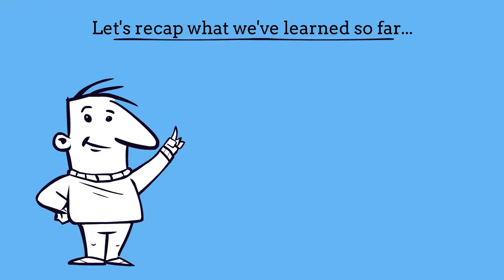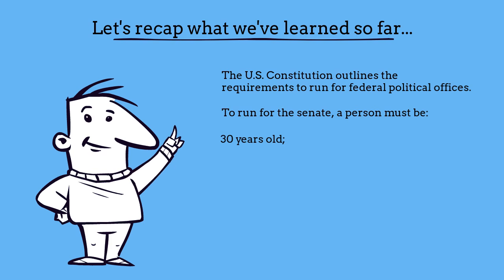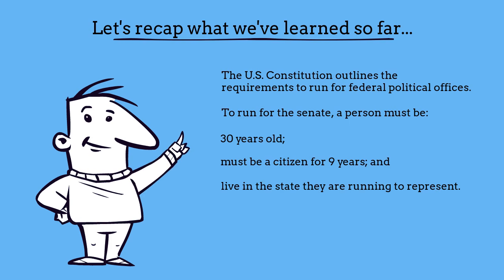Let's recap what we've learned so far. The U.S. Constitution outlines the requirements to run for federal political office. To run for the Senate, a person must be 30 years old, must be a citizen for 9 years, live in the state they are running to represent, and a senator serves a 6-year term and does not have term limits.